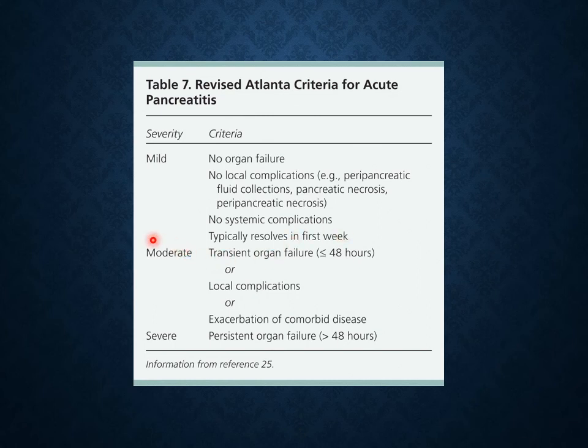In moderate pancreatitis, there is transient organ failure, which recovers within 48 hours. So it may go into acute renal failure and recover within 48 hours. They can have local complications or exacerbation of comorbid diseases. Either one of these puts them into moderate acute pancreatitis. And in severe pancreatitis, there's persistent organ failure. The organ failure lasts more than 48 hours or may even become permanent, known as very severe pancreatitis. So this classification is quite easy to understand.